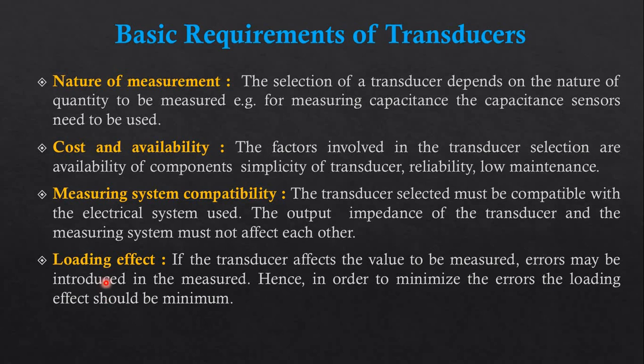Then after loading effect, it means if the transducer affects the value to be measured, error may be introduced in the measured value. Suppose we are measuring the temperature of one flask. If we open our flask in between the measurement, at that time the error is there due to the different measuring time. Suppose we are measuring 10 times, it means we need to open that flask 10 times. So error is going to be introduced, or the temperature is going to change 10 times, right? So we need to reduce this kind of errors in our measuring system.